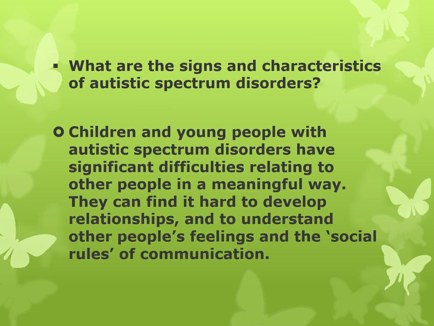So what are the signs and characteristics of autistic spectrum disorder then? Children and young people with autistic spectrum disorders have significant difficulties relating to other people in a meaningful way. They can find it hard to develop relationships and to understand other people's feelings and the social rules of communication.